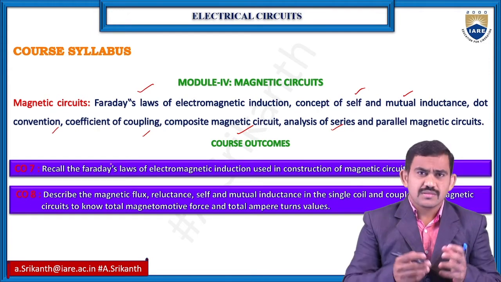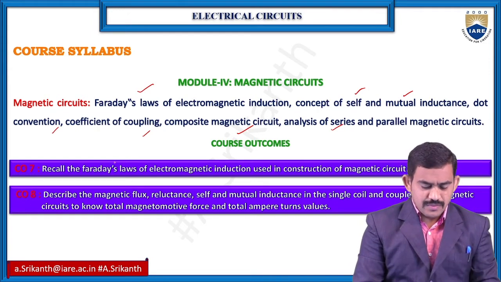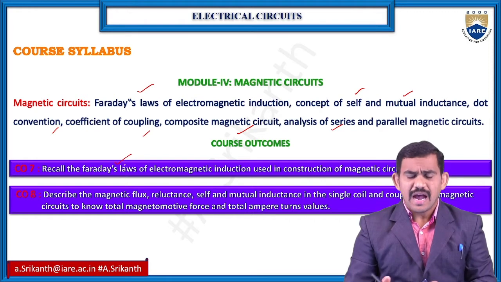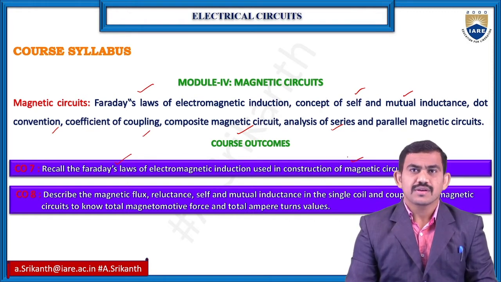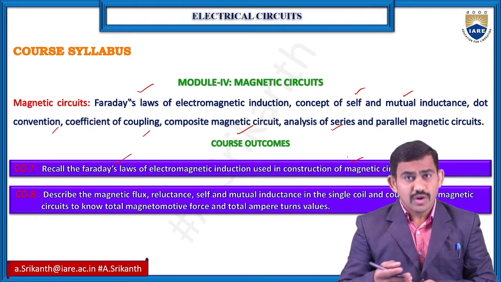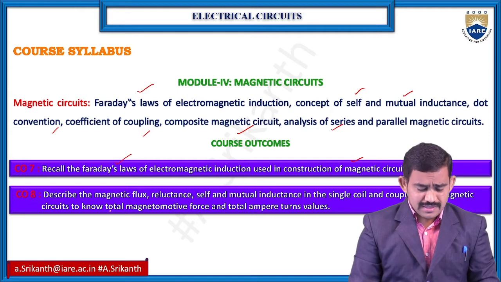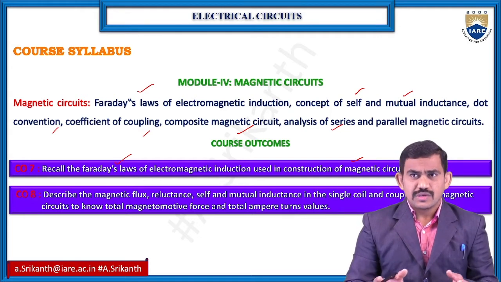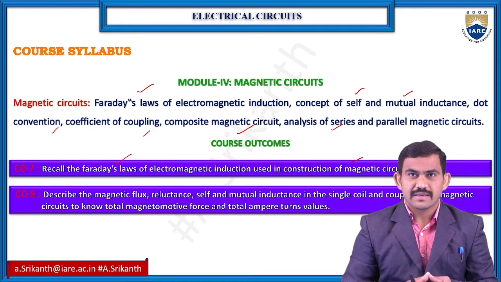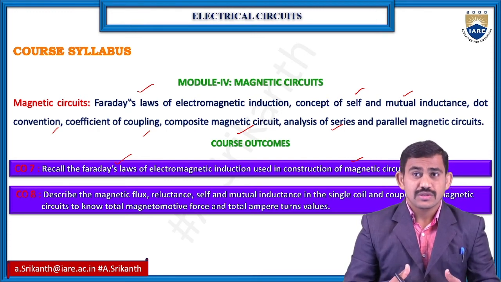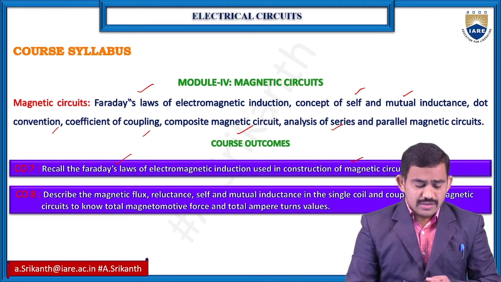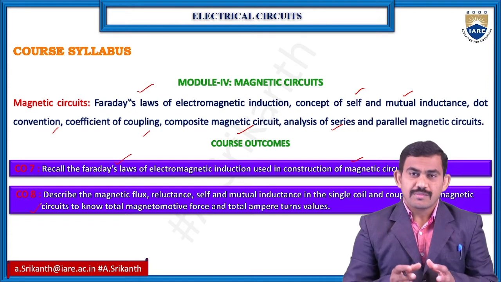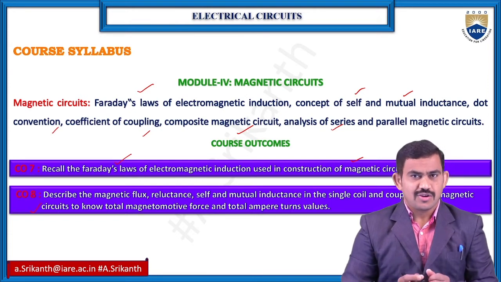One is recall: we need to recall Faraday's law and magnetic circuits. And for one more course outcome, we have the remaining topics, like coefficient of coupling and composite magnetic circuits, and their analysis. That is about course outcome 2. So from that course outcome we have these topics.